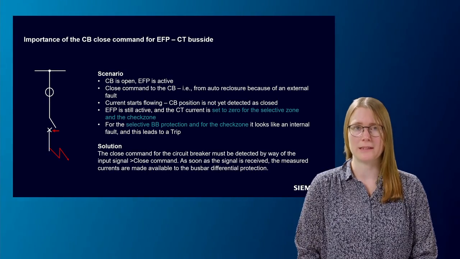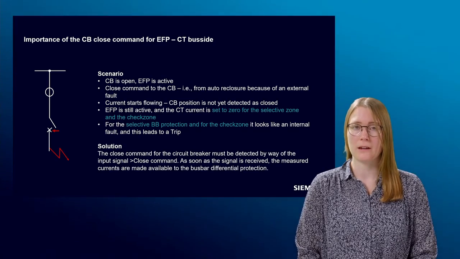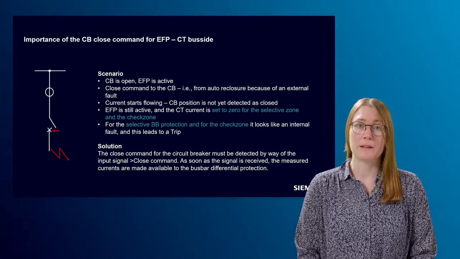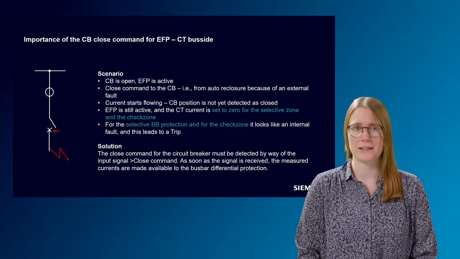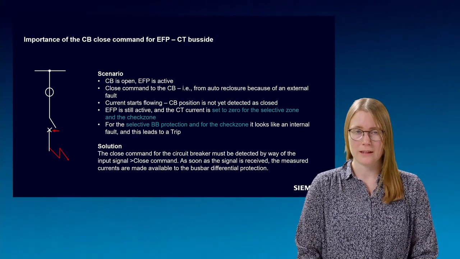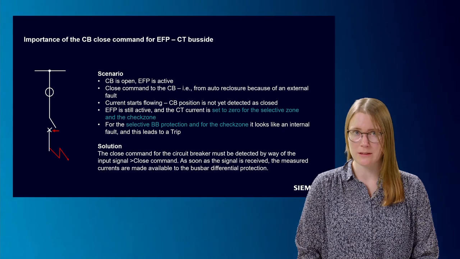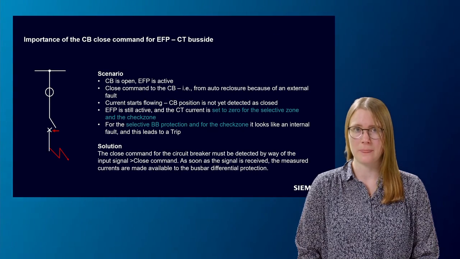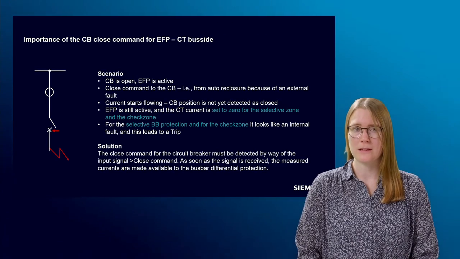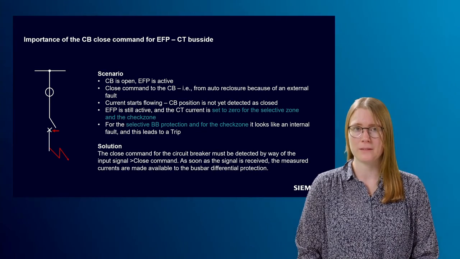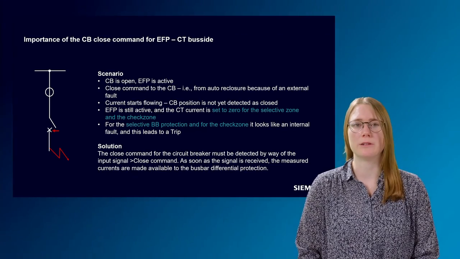The scenario is the same. There was an external fault, the circuit breaker is open. A close command is active, and the current is already flowing, but the circuit breaker is not yet detected as open. If the CT is on bus side, the current is removed from the selective zone and the check zone. That means there is a differential current for both measuring systems and the trip command is released. In this scenario, wiring the circuit breaker close command is really important.